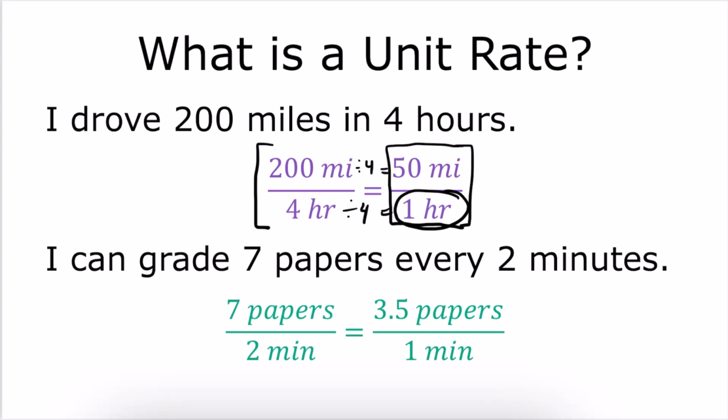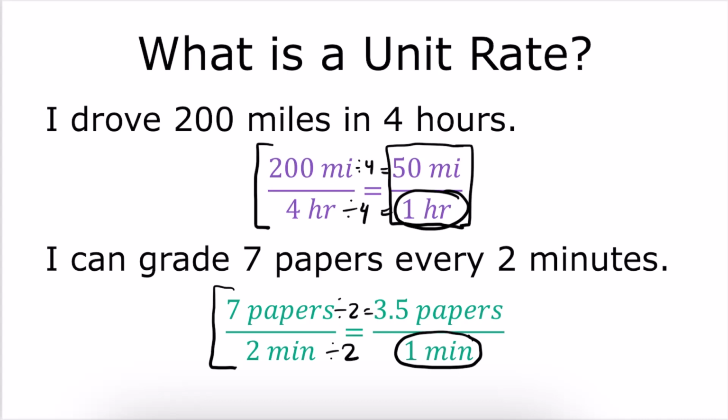Now, sometimes your reduced rate will not be a unit rate. Like in this case, if you can grade 7 papers every 2 minutes, well, 7 and 2 don't have any common factors, so you can't simplify it by dividing by any whole numbers. But you can still convert it into a unit rate by dividing by the denominator, because if you do 2 divided by 2, that will give you your 1 unit in the denominator. And if you divide the top by 2, that gives you 3.5. And so the unit rate tells you that you can grade 3.5 papers every minute.